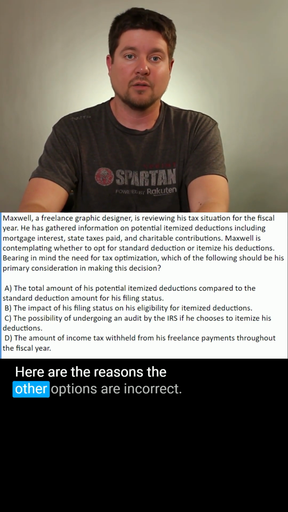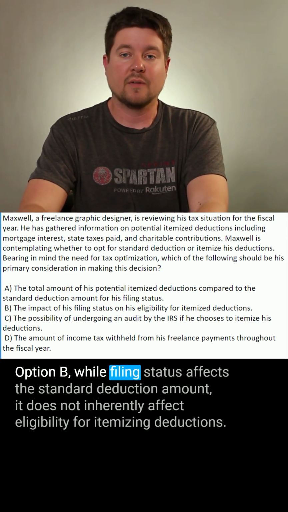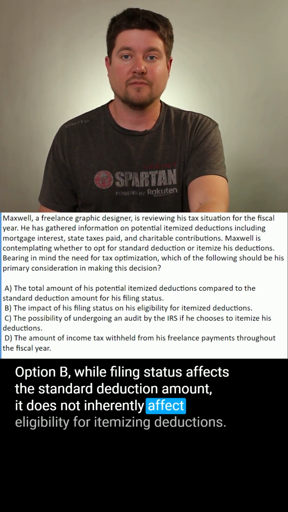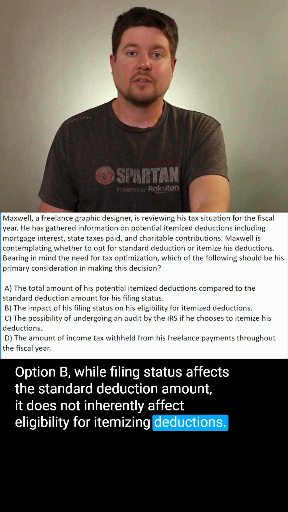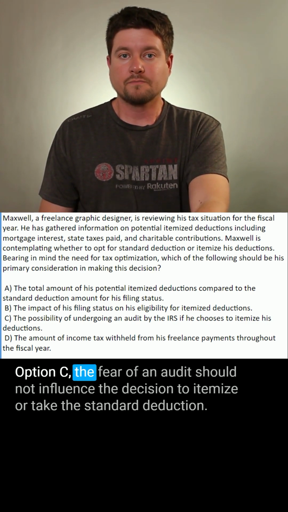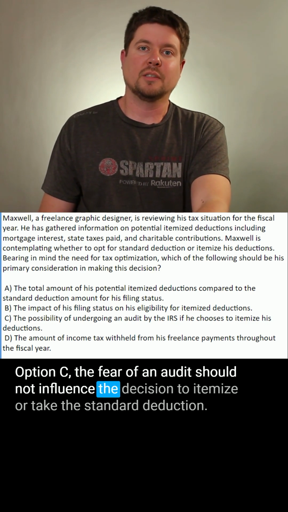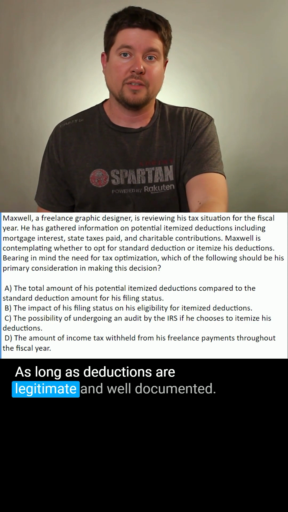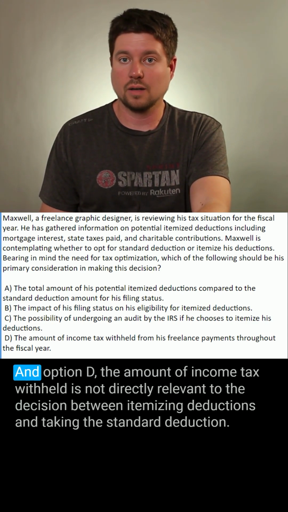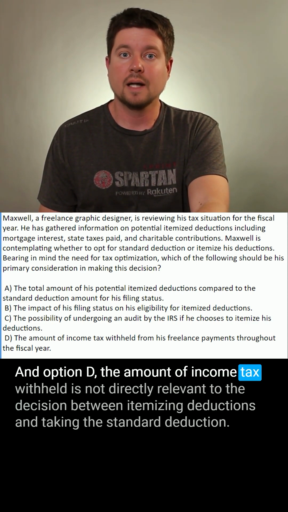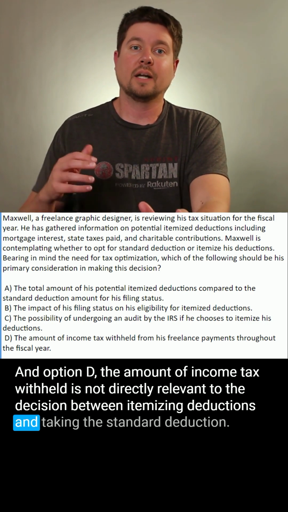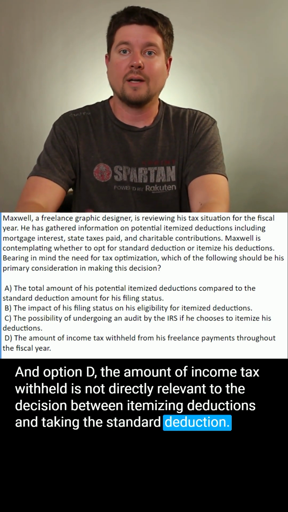Here are the reasons the other options are incorrect. Option B, while filing status affects the standard deduction amount, it does not inherently affect eligibility for itemizing deductions. Option C, the fear of an audit should not influence the decision to itemize or take the standard deduction as long as deductions are legitimate and well documented. And option D, the amount of income tax withheld is not directly relevant to the decision between itemizing deductions and taking the standard deduction.